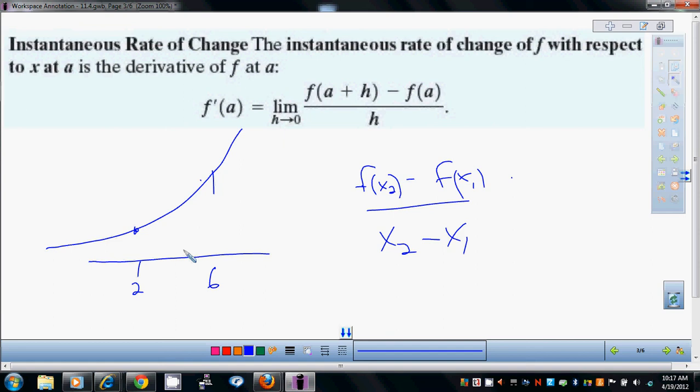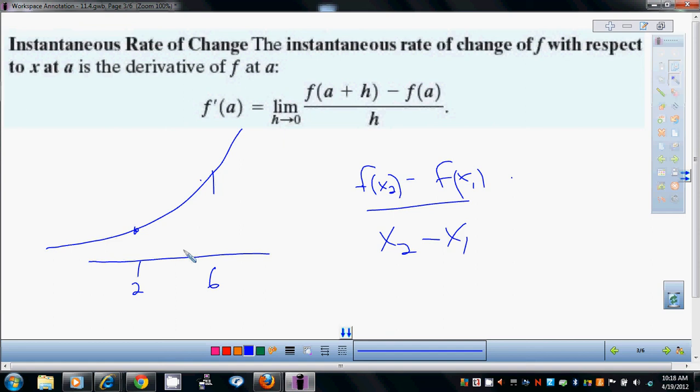Well, this distance right here, isn't that just always going to be the difference between these two numbers? So we're just going to call that h. In this formula, h simply stands for the distance between the x values. Okay? That's all it stands for.